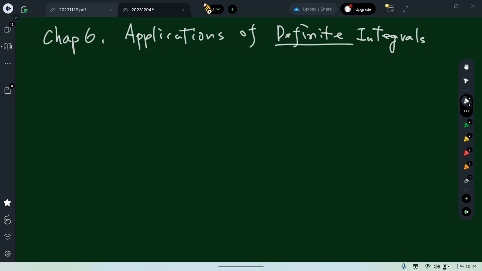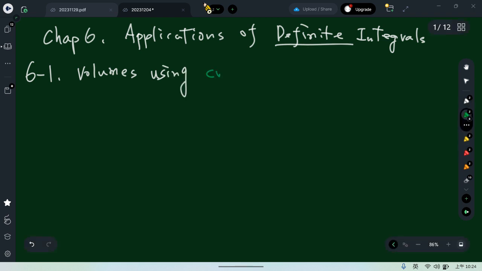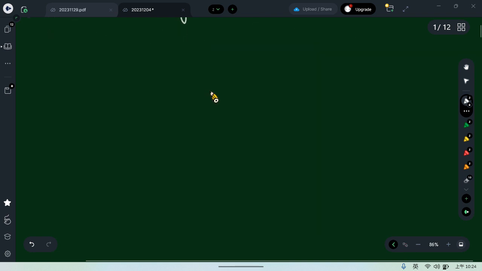And for the following sessions, you can find that we always apply the Riemann sum to get the finite sum. Then we take the limit to get the final value. So for the first part, we were talking about the volumes using cross-section. The idea is very intuitive.